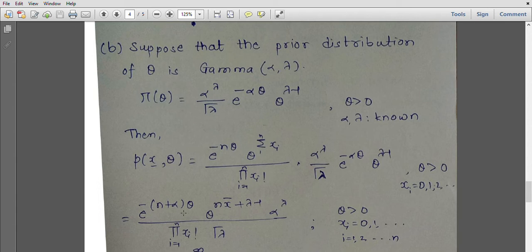If you treat the joint distribution of x and theta as simply a function of theta, then the terms alpha raised to lambda by gamma lambda and product of xi factorial are constants, in the sense they do not contain theta. If you look at the terms containing theta carefully, you will realize that they are part of a gamma density function with parameters n plus alpha and n x bar plus lambda. So you can easily conclude that the posterior distribution of theta is going to be gamma with parameters n plus alpha and n x bar plus lambda. So let us see if we actually get it.